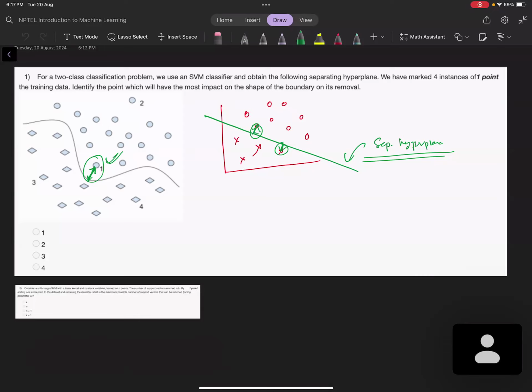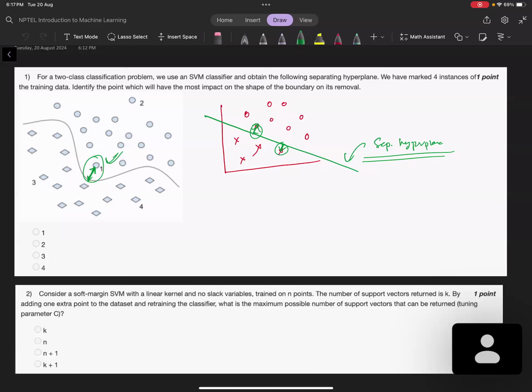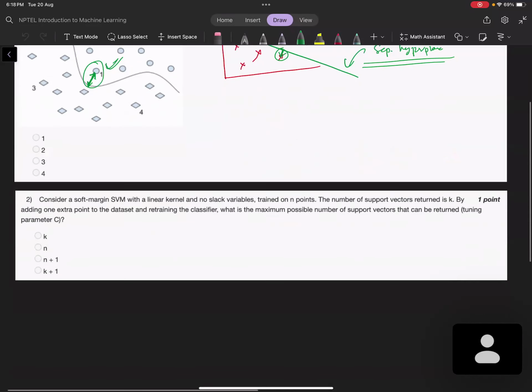So this is the second question. You may try to solve this one as well. It's a theoretical question again, and you should be able to solve it. It's pretty standard. Meanwhile, I'll pull out other questions as well.